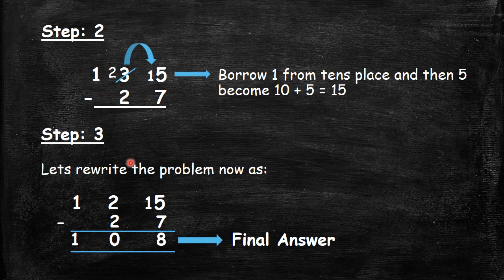So when you see here, we can also rewrite the problem now as 1, 2, 15 minus 2, 7. When you see in the ones place, now instead of 5 we have 15, and 15 minus 7 is 8. 2 minus 2 is 0, and 1, since there is no number here, remains the same in the answer. So the final answer is 108.